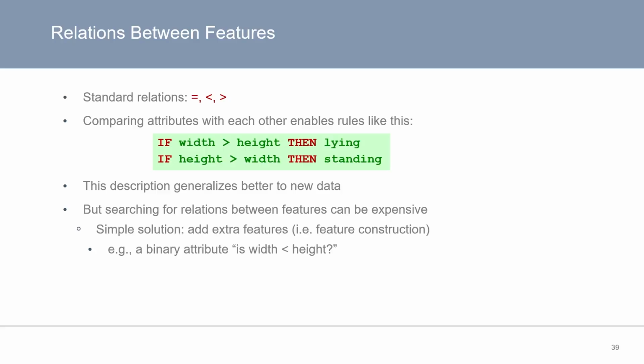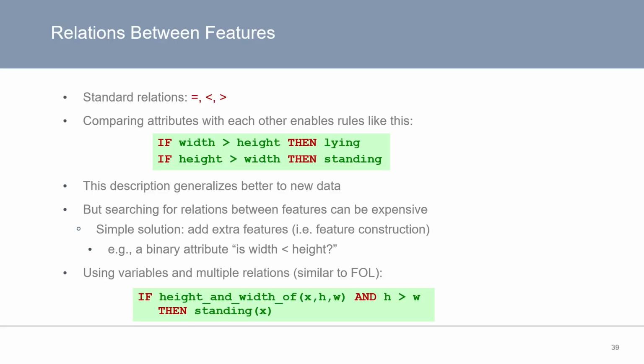One simple solution could be to add extra features to the data via feature construction. For example, to add a feature which already checked whether width is greater than height, yielding a single variable that is a true-false value. However, you could also use variables and multiple relations similar to what we see in first-order logic.